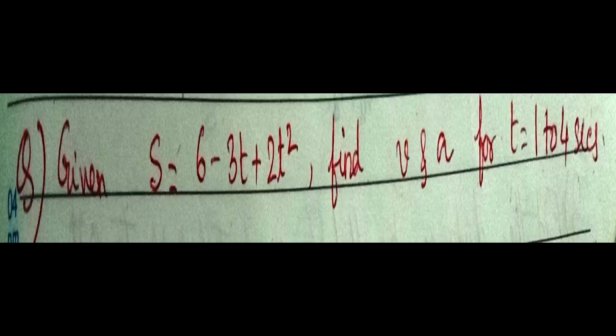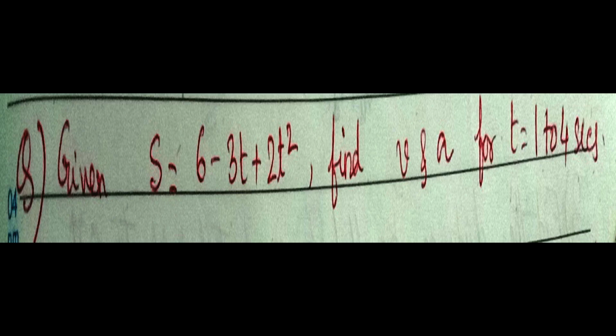In the second question, we are given an equation of displacement, that is s equals 6 minus 3t plus 2t square. Given s equals 6 minus 3t plus 2t square, we have to find v and a, that is velocity and acceleration, for time t equals 1 to 4 seconds. Okay, so let us try to solve it.